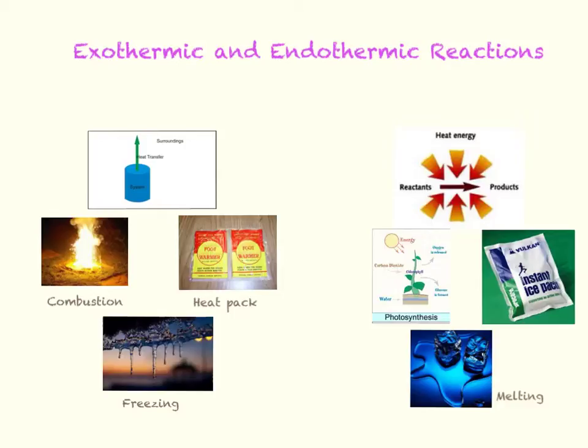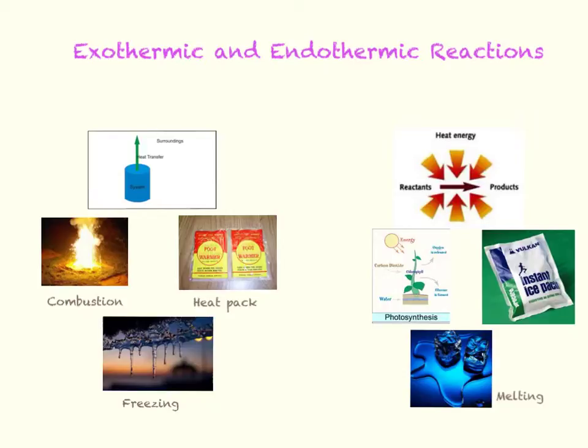The opposite is an endothermic reaction. So the reactants actually have less energy than the products. So where does the extra energy come from? It comes from the environment. So the environment adds some extra energy so you can form your products. Now, if you're taking heat energy from your environment, that means it's cooling down. And that's how you can recognize an endothermic reaction.